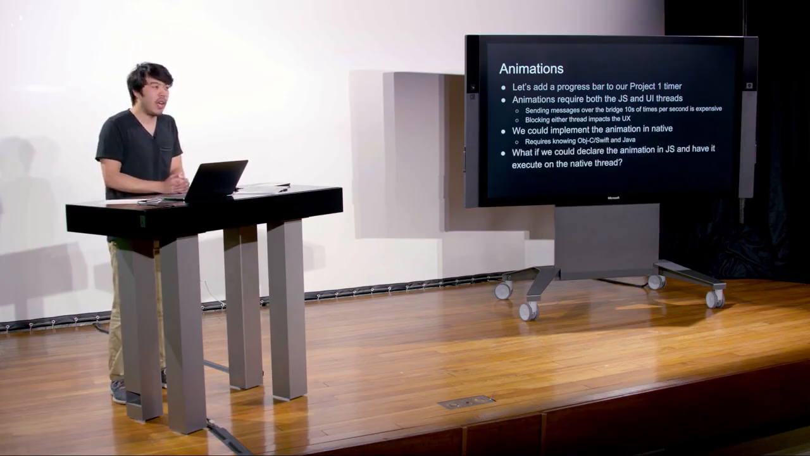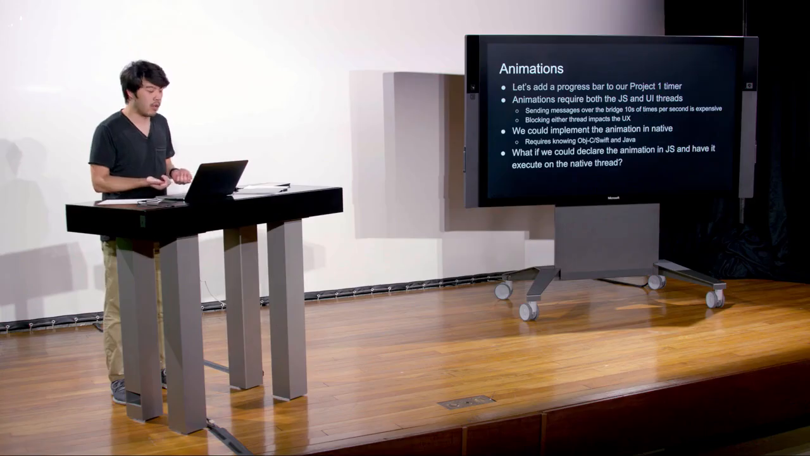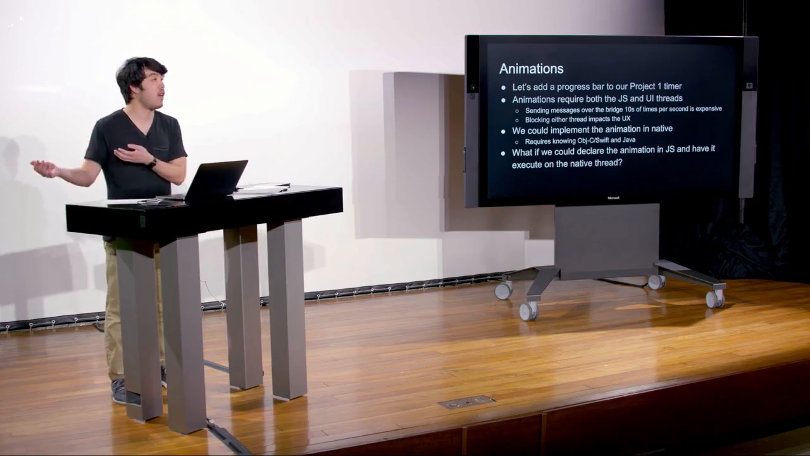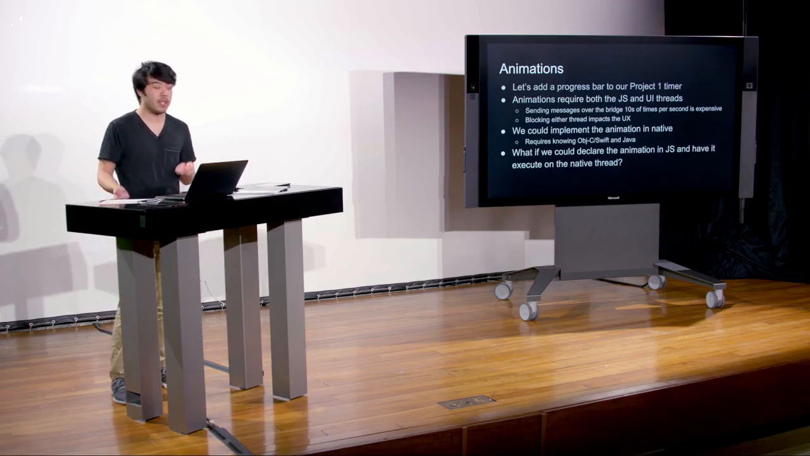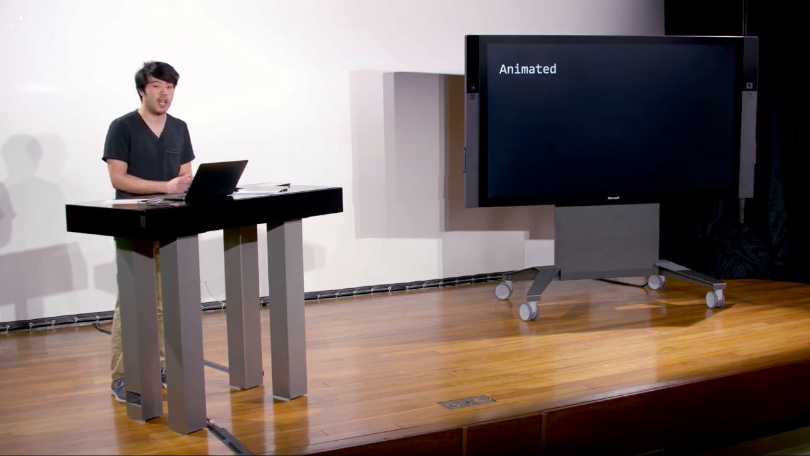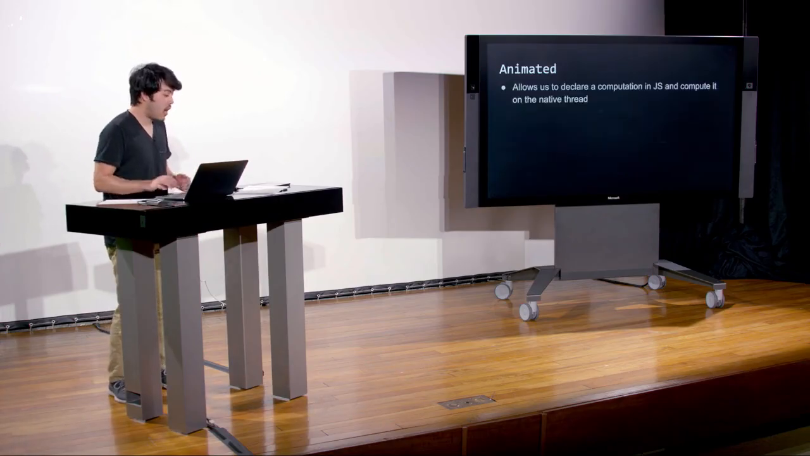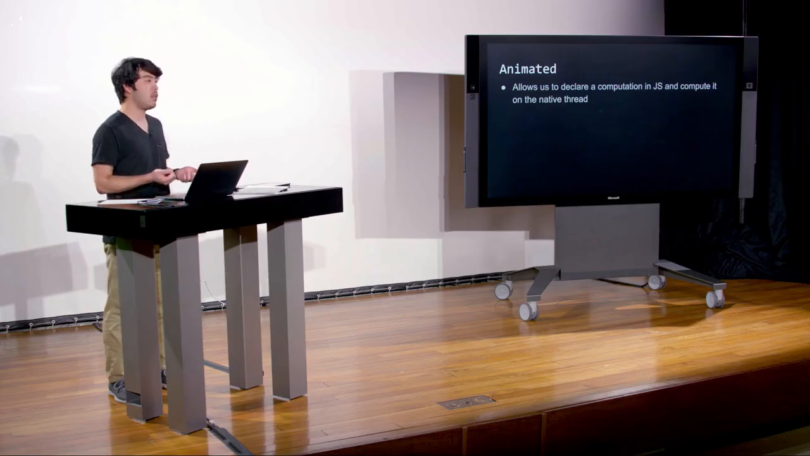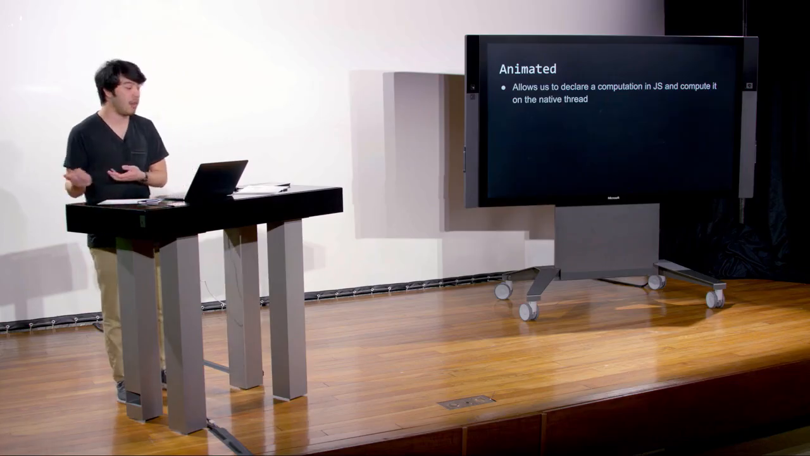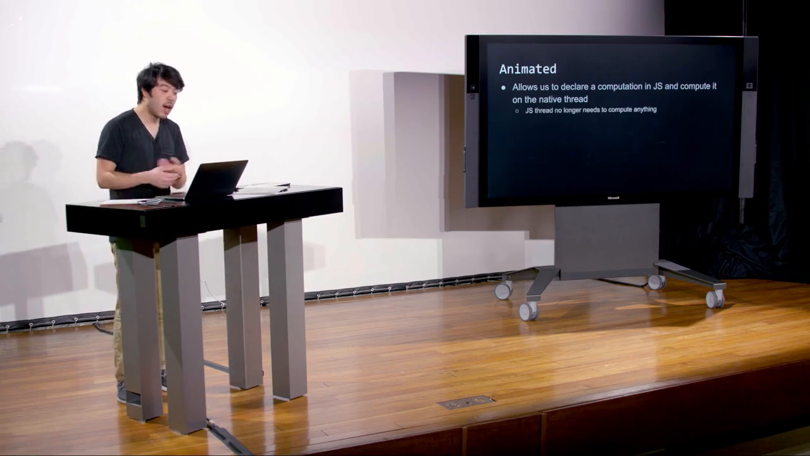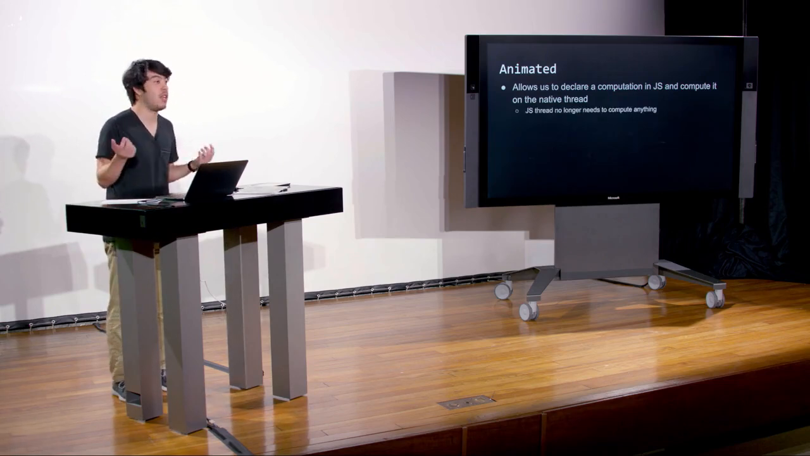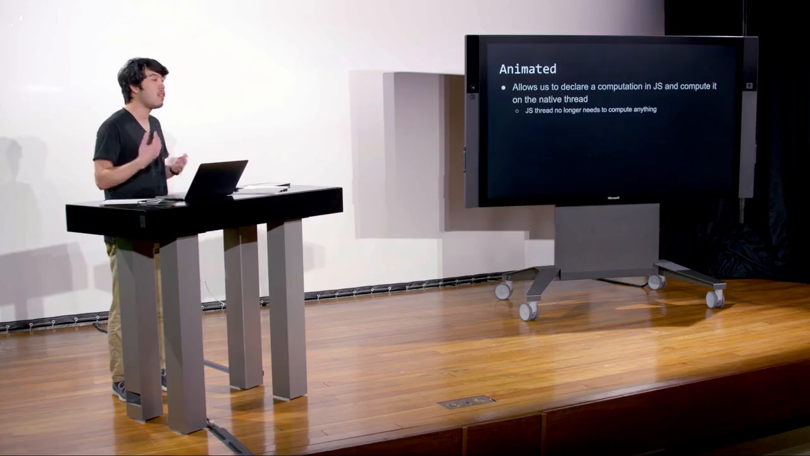But what if we could declare the animation in JavaScript, we all know JavaScript, and have it run on the native thread? That would be pretty cool. And it turns out that's already possible. There's this API called Animated. This allows us to declare a computation in JavaScript and actually compute it on the native thread. So now the JavaScript thread no longer needs to compute anything. If this was an expensive computation, it frees up the JavaScript thread to not have to do it. And in addition, the JavaScript thread can be blocked, and the animation will still run. It'll even run smoothly.